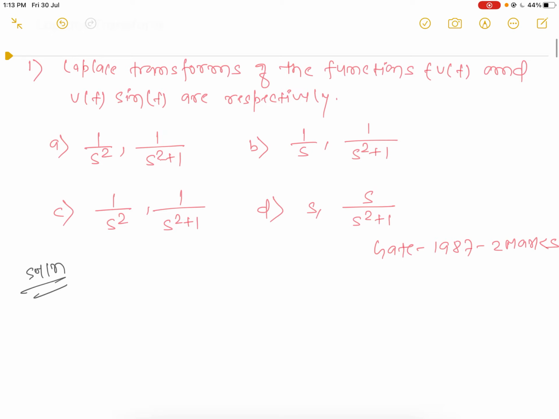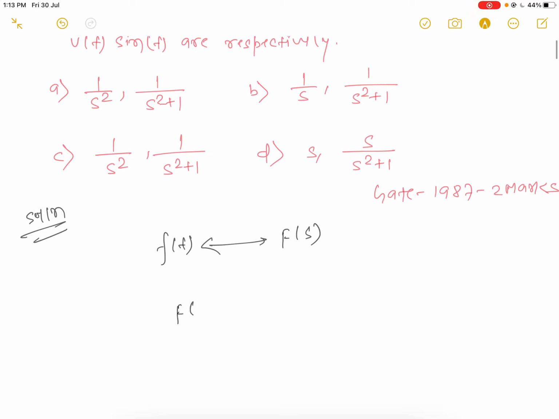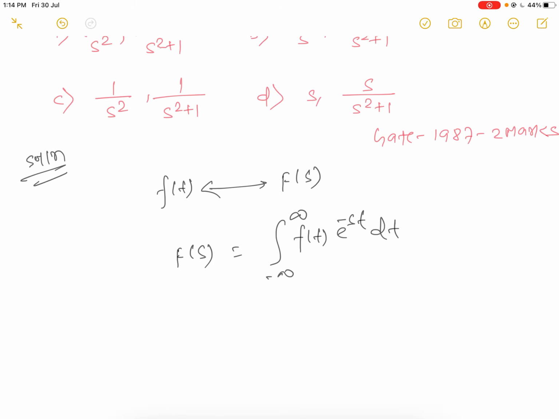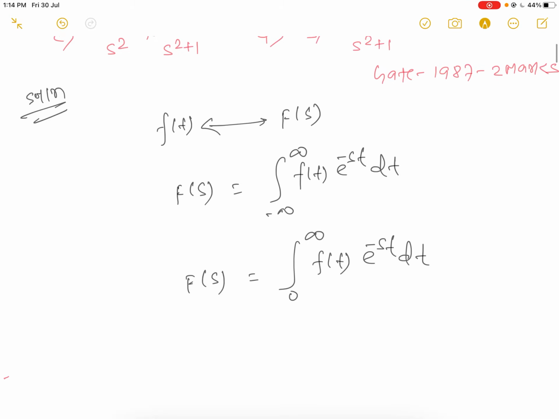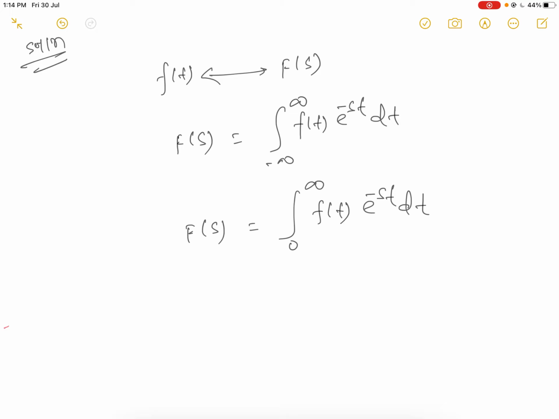First, we know what the Laplace transform is. If f(t) is a time domain signal and its Laplace transform is F(s), then F(s) is equal to the integral from minus infinity to infinity of f(t) e^(-st) dt. This one is for the bilateral transform. But generally we discuss the unilateral one: F(s) is equal to the integral from 0 to infinity of f(t) e^(-st) dt.